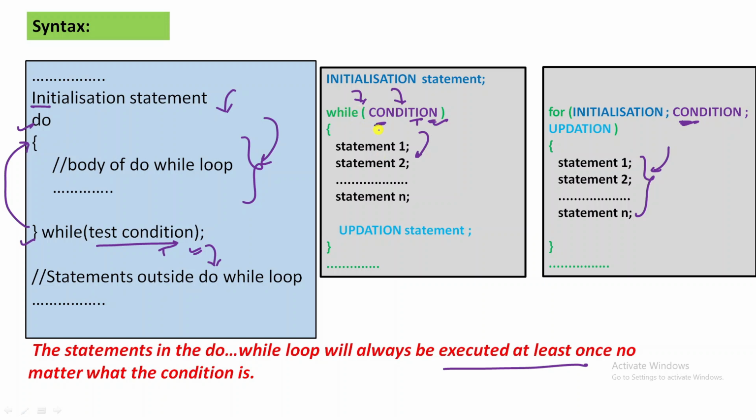But in the while and the for loop, we check this condition for the first time itself and if it becomes false, we will simply come out of the body. That is, we will not go inside the body even once. Same with the for loop: if this condition becomes false while we are coming for the first time, we will not go inside the body, we will simply come outside. So this is the difference in the do while loop with respect to the other loops.